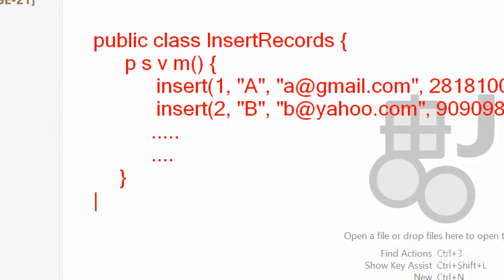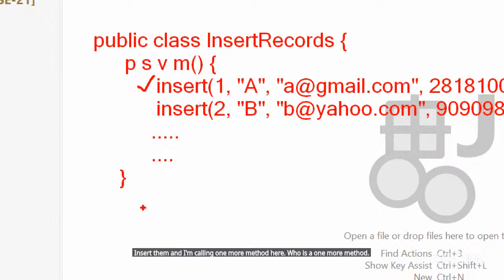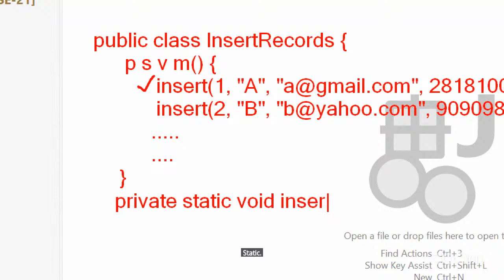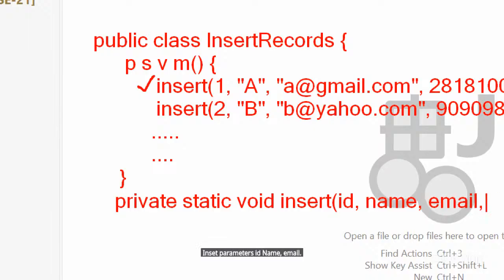Okay. Now you tell me, this is main method. Inside the main, I'm calling one more method here. Who is the one more method? Insert method, which means I should create another method called insert here. Private static void insert, parameters ID, name, email, phone. And here I will write the logic.